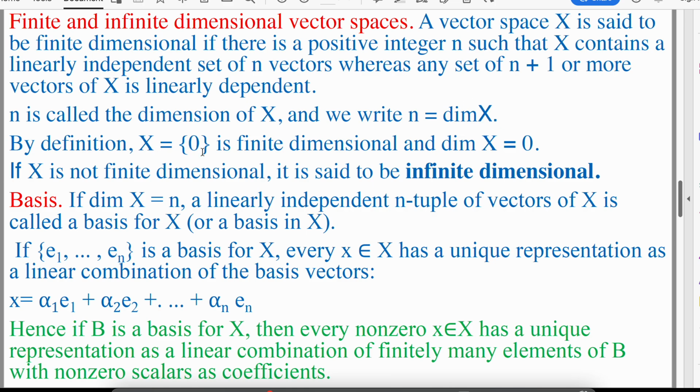So if X is equal to the singleton set 0, it is finite dimensional and dimension of X is equal to 0. If X is not finite dimensional, it is said to be infinite dimensional. In this case, it may contain linearly independent sets of vectors of size greater than or equal to n.